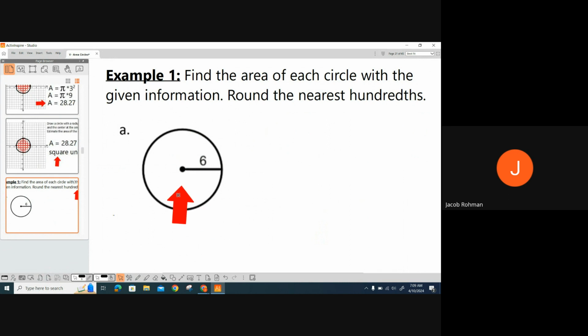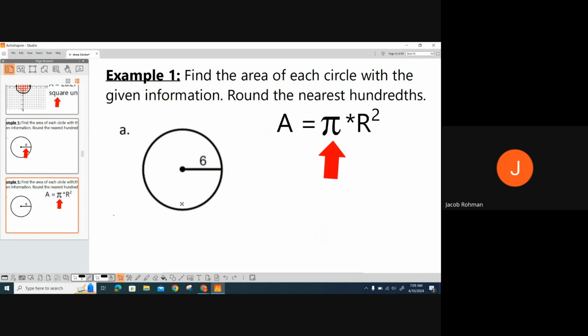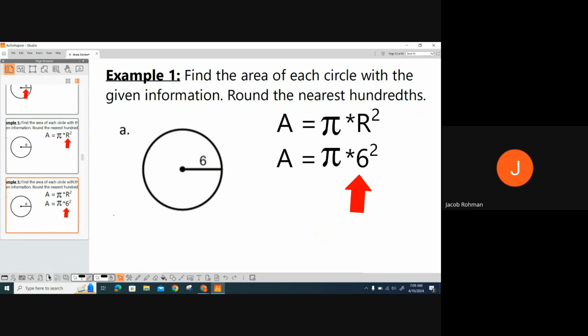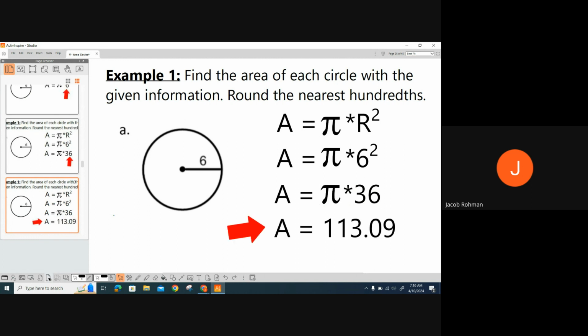So here we see in the circle that the radius from the center to the edge is 6. So in our formula, pi times radius squared, we're going to substitute 6 for r, as you can see I did here. And then, using the order of operations, we're going to go 6 squared first, which is 36. And then we're going to multiply 36 times pi to give us 113.09.